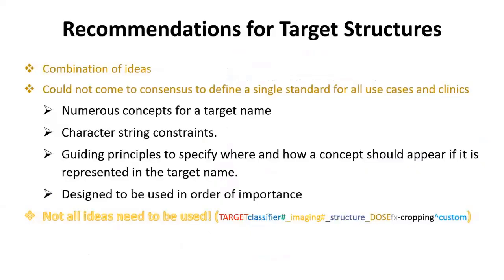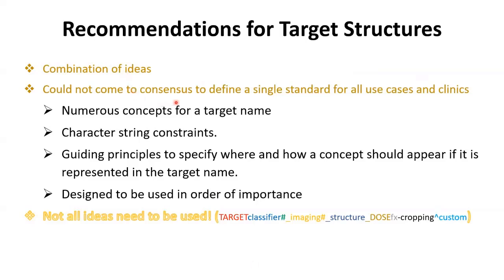Recommendations for the target structures. So we finished the non-target, now we go to the target structures. It's a combination of ideas. There is no one single way. There are a lot of ideas there, and not all ideas should be used. So you should stick with 1 or 2 ideas and implement them in your clinic. And I will explain all, let's say, the 9 ideas available for the target nomenclature.